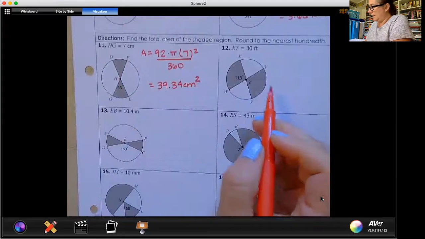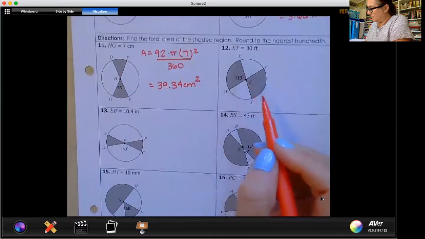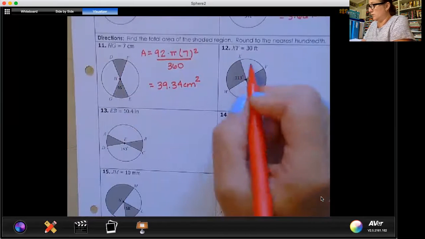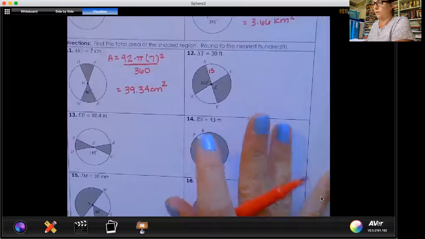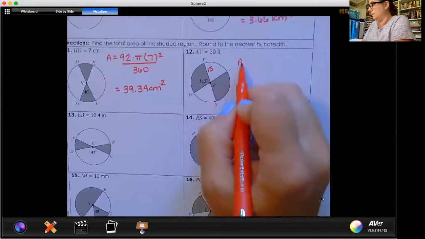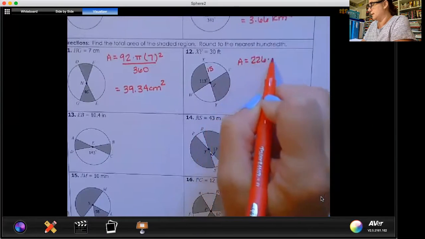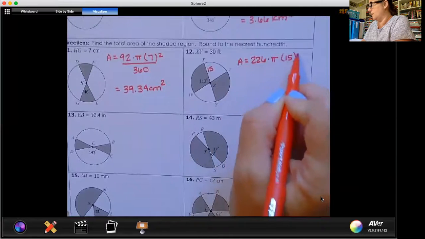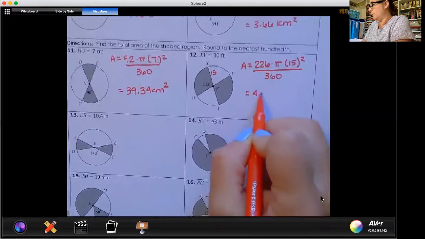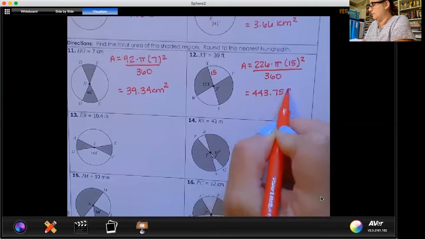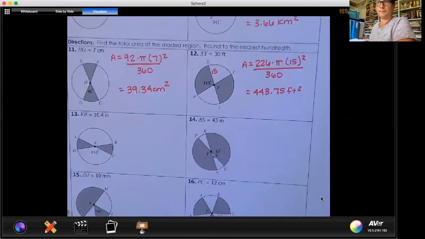And XY is a diameter. So your radius is 15. So you've got to make sure you're aware of that. So 113 and 113 is 226 times pi times 15 squared over 360, which is 443.75 feet squared.